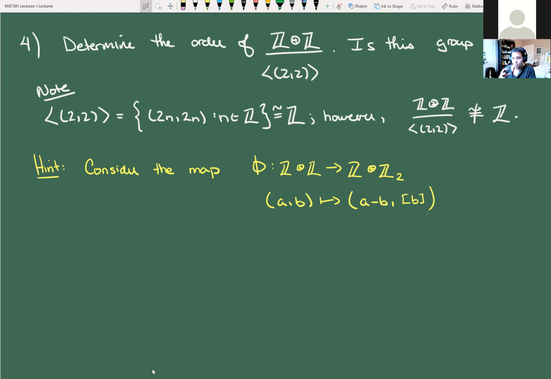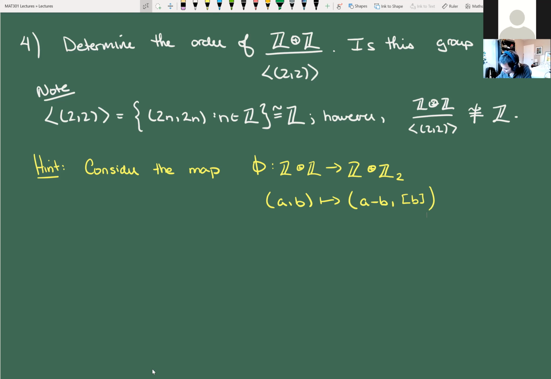And so the great thing is that when you're looking at quotients, if you're trying to determine what the quotient is, if you can find a homomorphism such that the thing that you're quotienting by is the kernel, then you're in money. You can figure out immediately what it's isomorphic to, because you just apply the first isomorphism theorem. So my claim here is that this map is surjective and its kernel is exactly the cyclic subgroup generated by the element (2, 2). So let's check that.